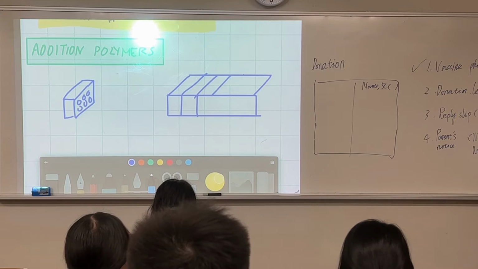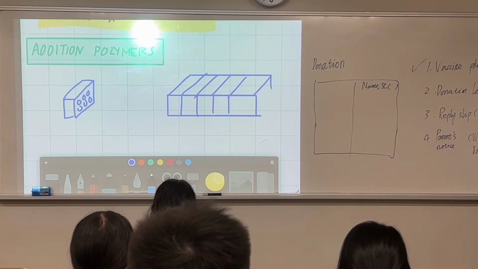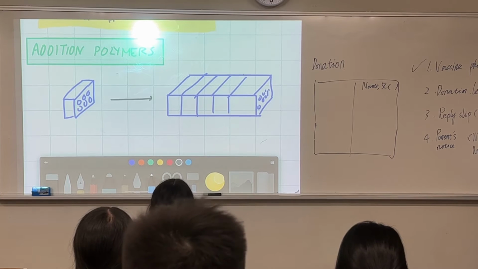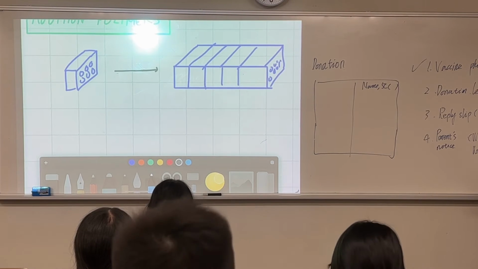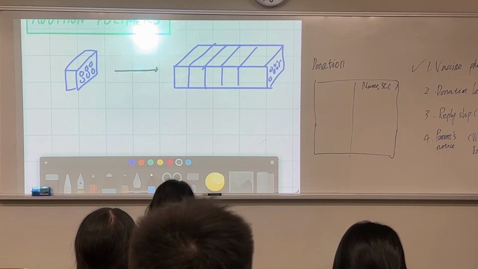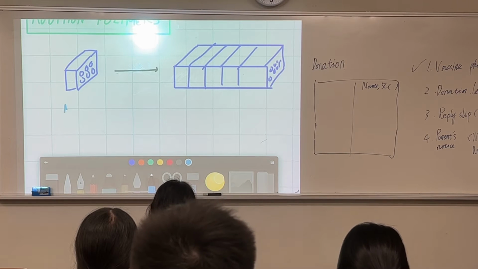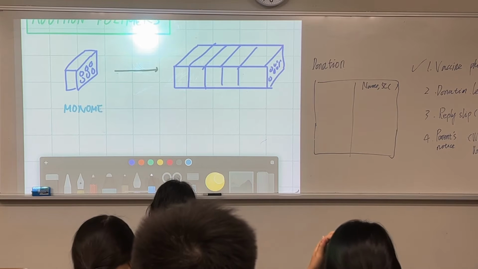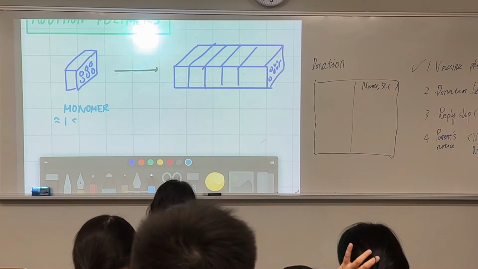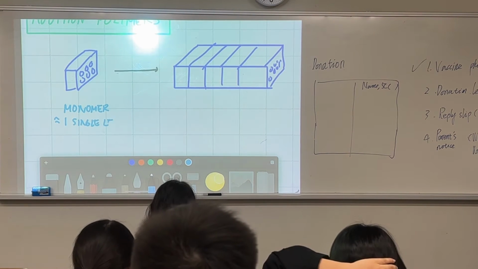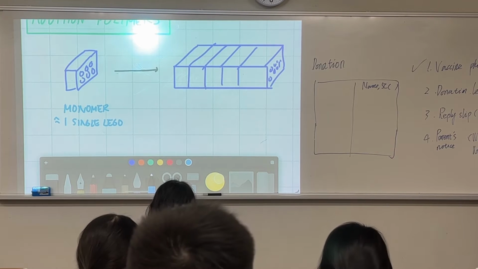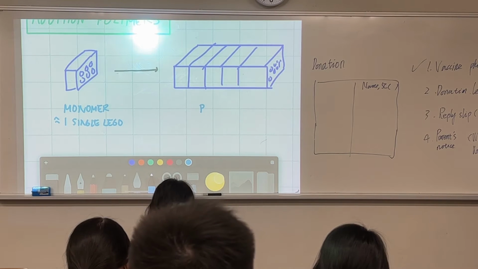Addition polymer is really formed by just stacking up many molecules of the same type together. We have to learn two new words today, describing what is on the left and what is on the right. What is on the left, we call the monomer. A monomer is kind of like one single Lego block. So what do you call a chain of Lego? We call it a polymer.